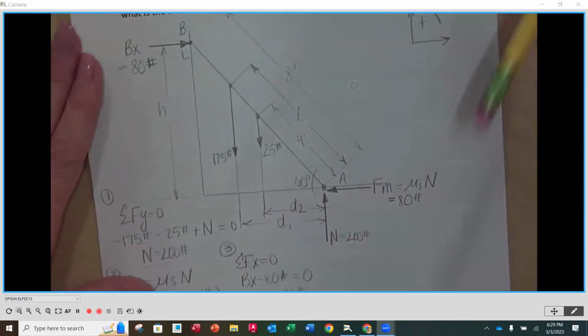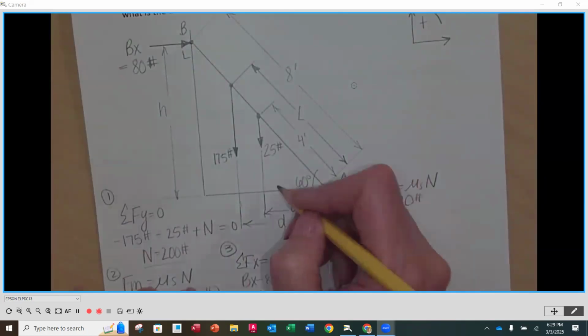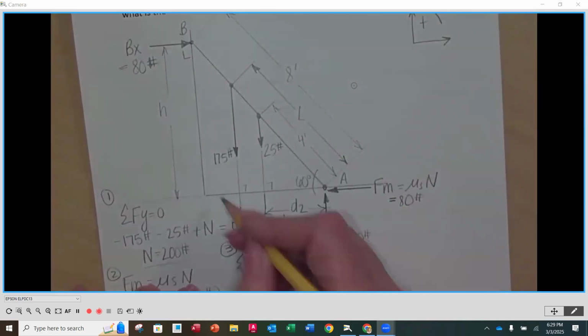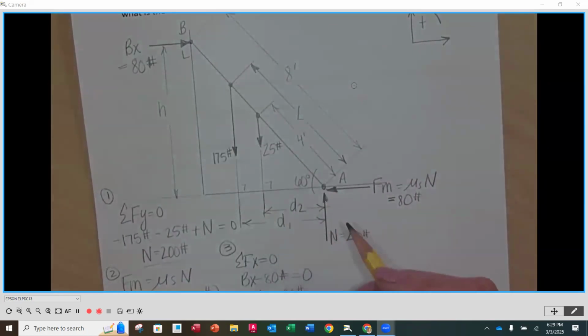That makes sense to everybody? Do you kind of see where we're going here? So this is a 90-degree angle, 90-degree angle, 90-degree angle to point A. We're going to sum around A.